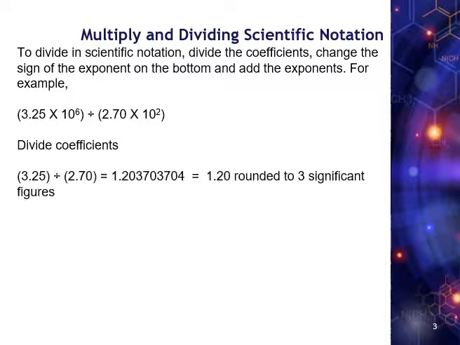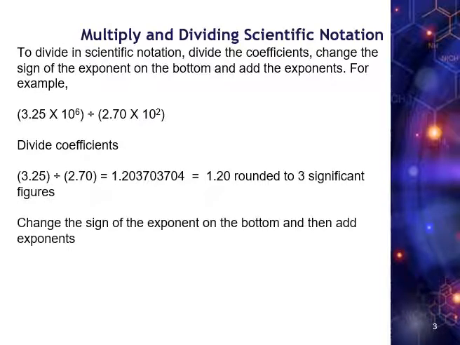Divide the coefficients. 3.25 divided by 2.70, the calculator gives you 1.2037033704. Rounded to three significant digits, it's 1.20. Change the sign of the exponent on the bottom and then add the exponents. 6, and the exponent on the bottom was a positive 2, it's now a negative 2, so 6 plus a negative 2 is 4. The final answer is 1.20 times 10 to the 4th.